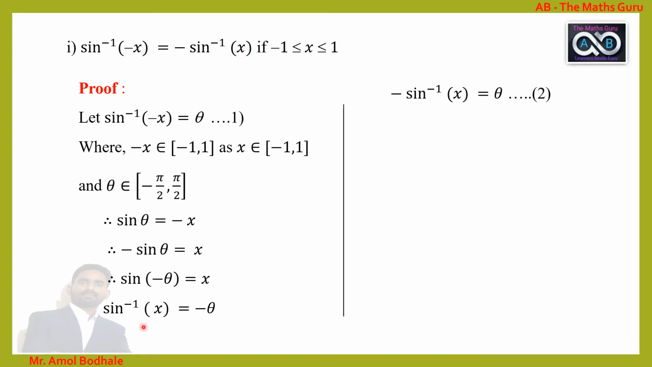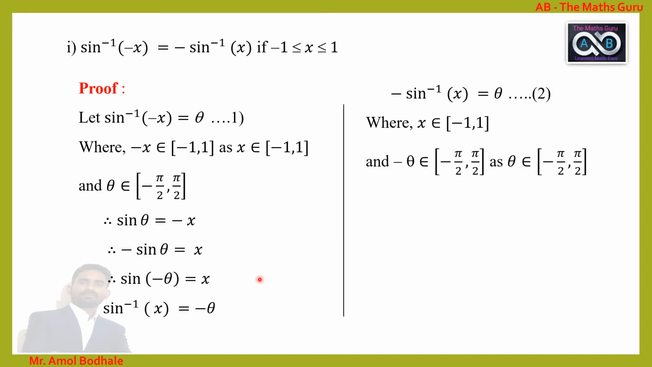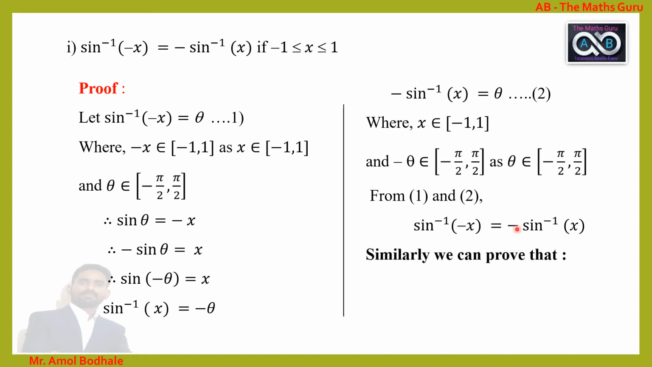But what are the restrictions on this x and minus theta? Here x must belong to the domain of sine inverse, which is the closed interval minus 1 comma 1, and this minus theta belongs to the range of sine inverse, that is the closed interval minus pi by 2 comma pi by 2. As theta belongs to minus pi by 2 comma pi by 2, obviously minus theta also belongs to the closed interval minus pi by 2 comma pi by 2. So from first and second we can write sine inverse of minus x is equal to minus sine inverse of x. So we get the proof.